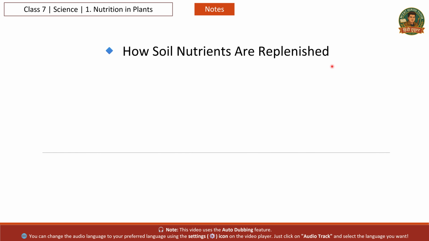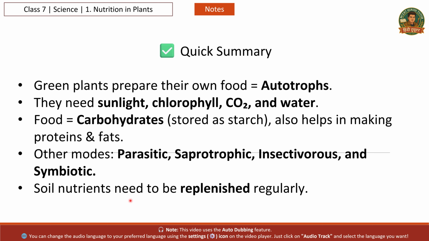Quick summary. Green plants prepare their own food, autotrophs. They need sunlight, chlorophyll, CO2 (carbon dioxide), and water. Food means carbohydrates stored as starch, also helps in making proteins and fats. Other modes are parasitic, saprotrophic, insectivorous, and symbiotic. Soil nutrients need to be replenished regularly.